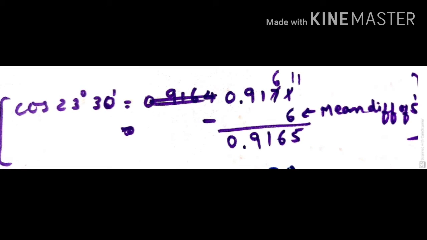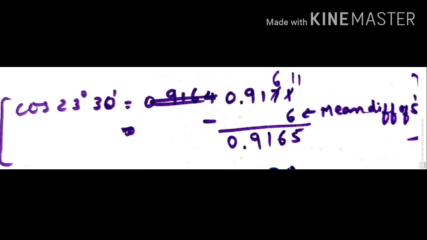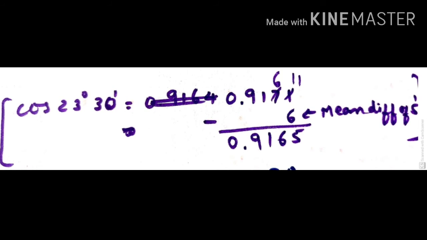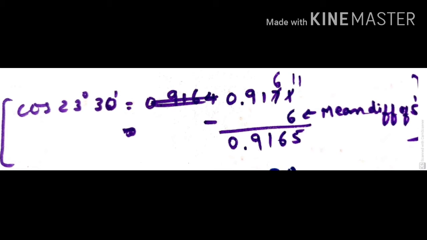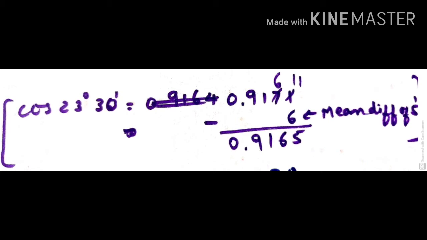In cosine, we all remember that the mean difference is always subtracted, from the last, 4th place. So here, by subtracting this 6 from the value, we get 0.9165, which is our cos 23 degree and 35 minute value. I have already substituted to get our AC value.